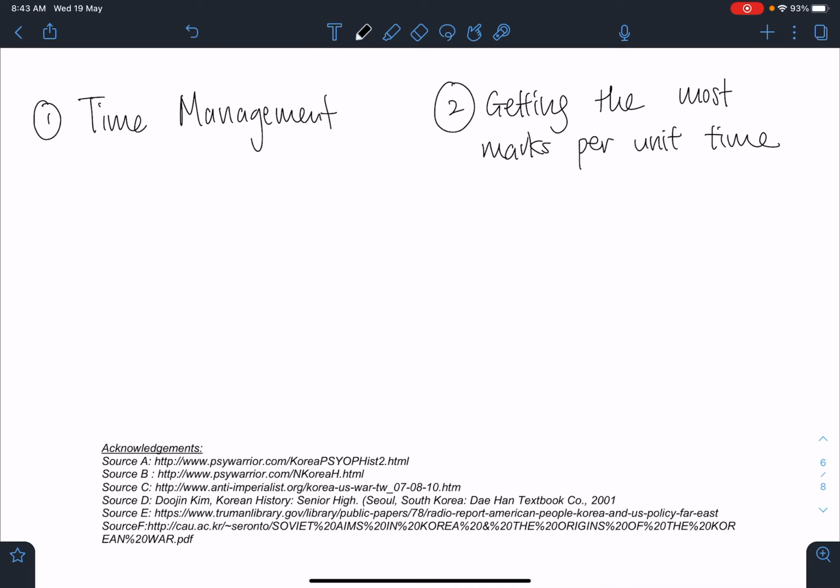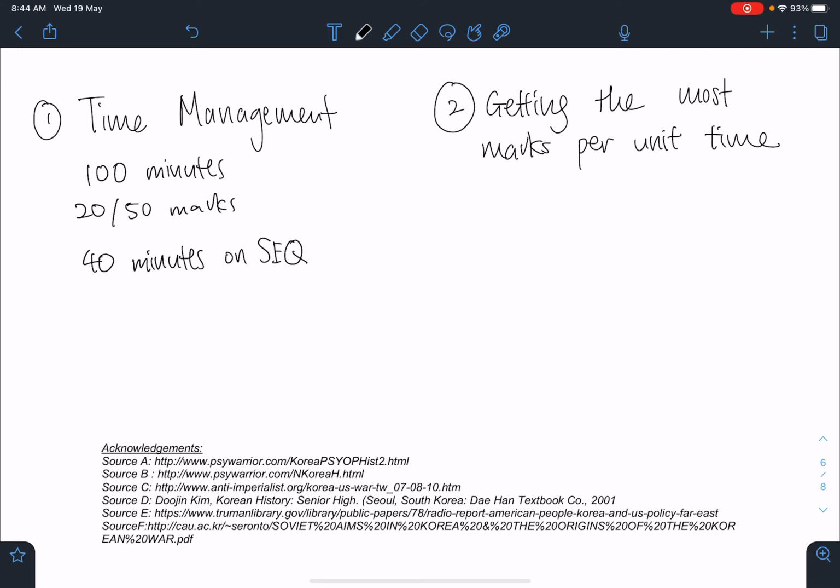We all know that the exam is 100 minutes and the essay is worth 20 out of 50 marks. If you split it up, it means you must spend 40 minutes on your essay. If you don't spend 40 minutes on your essay, you will not be able to provide a good essay, and as such, you will be unable to score as many marks as possible.